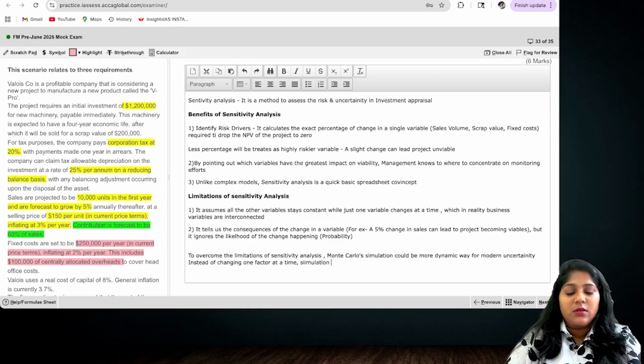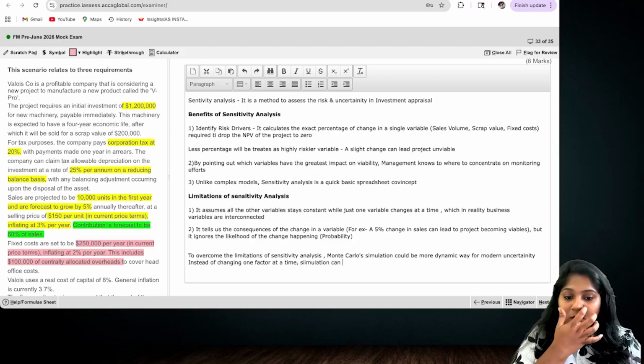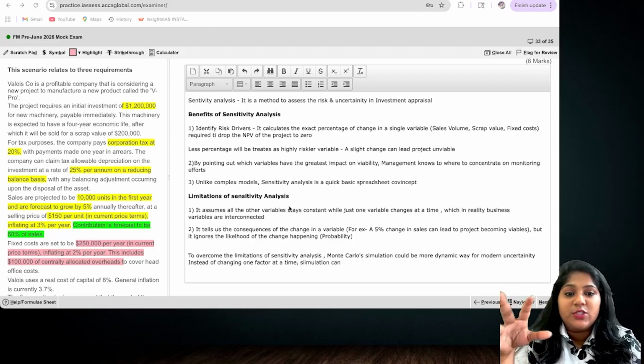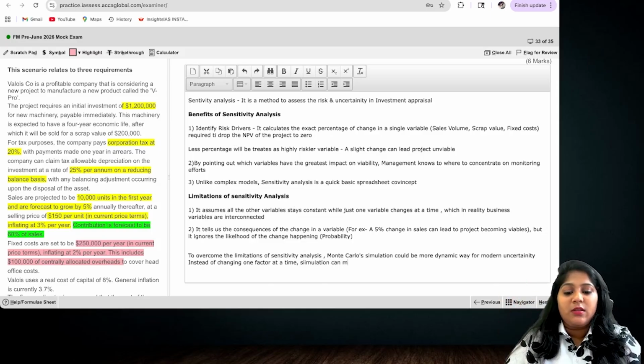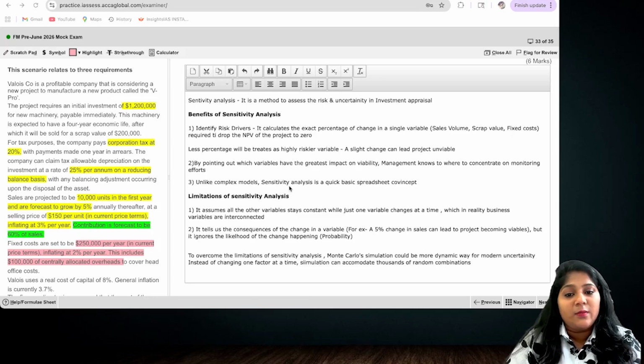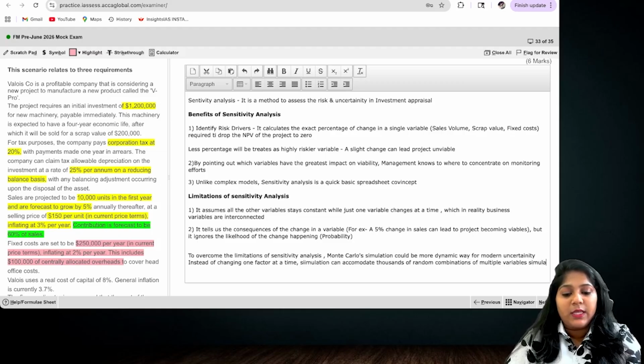Simulation can accommodate thousands of random combinations of multiple variables simultaneously.